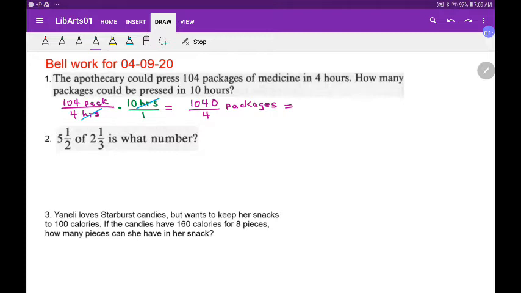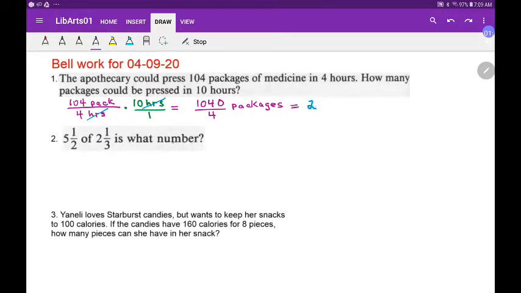1,040. And we're going to divide that by 4. And the answer is going to be 260 packages. Okay, because the only thing we're left with is packages because hours canceled. It's kind of like our miles per hour. If you multiply by hours, you get miles. How far did you go?